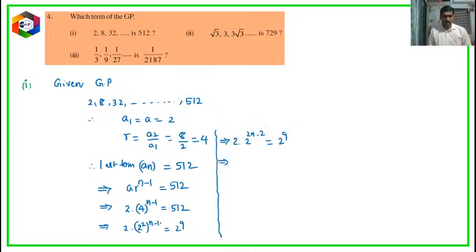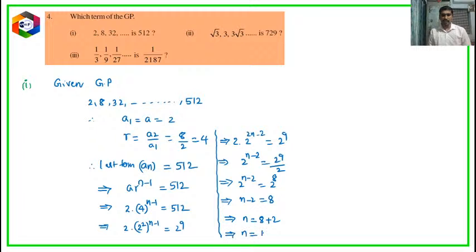Now let us transpose. So 2 power n minus 2 is equal to 2 power 9 by 2, or else you can write in a power m into a power n format, anything is same. 2 power n minus 2 is equal to 2 power 9 by 2, one 2 will get cancelled, which is equal to 2 power 8. Now the bases are equal, so the powers should also be equal. So n minus 2 is equal to 8. Now the value of n will be 8 plus 2, upon transposition. So the value of n will be 10.